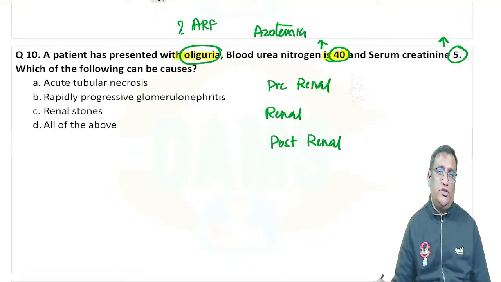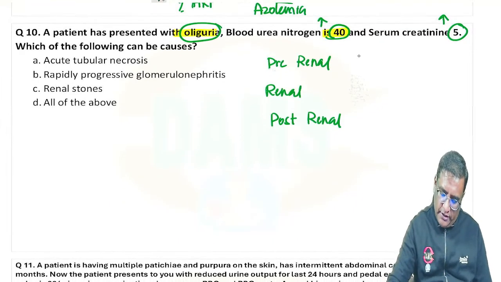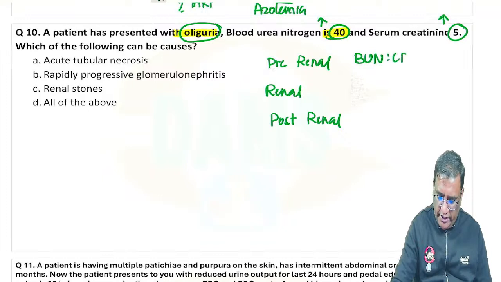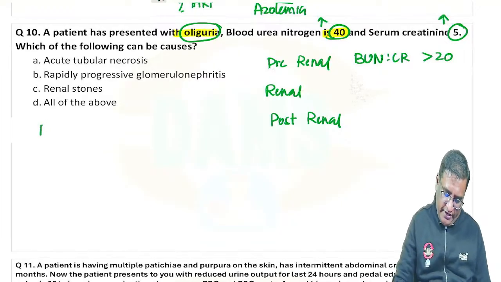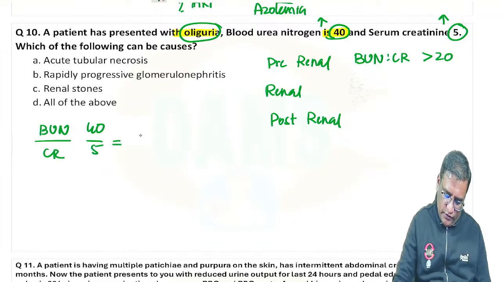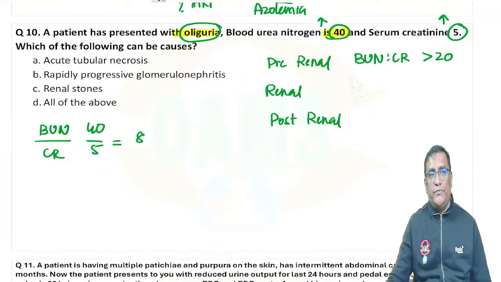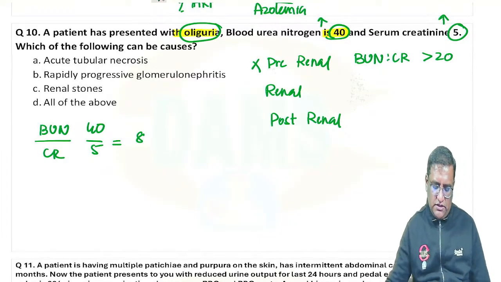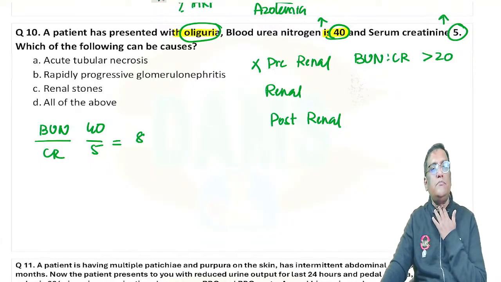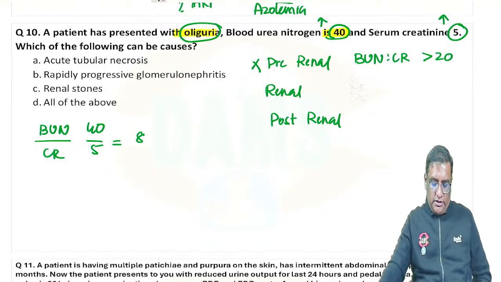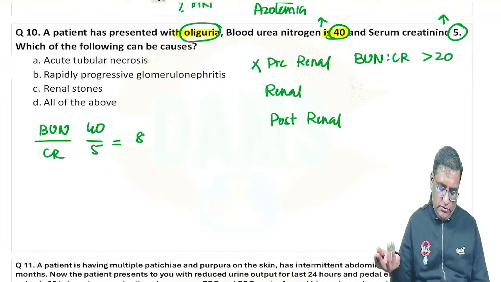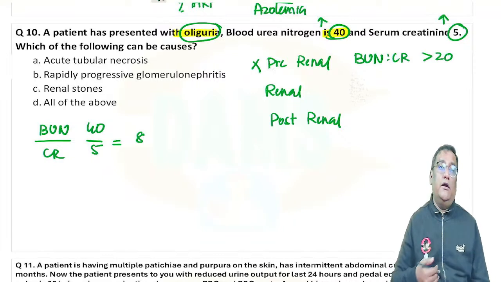So what is pre-renal? Pre-renal will be due to hypotension. So how do we differentiate? In pre-renal, blood urea nitrogen to creatinine ratio is more than 20. Here the BUN to creatinine ratio is 40 divided by 5, which is only 8. So this is not a pre-renal cause. Any cause like dehydration, hypotension, etc. will not be the cause, right?